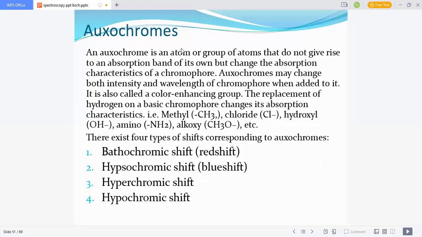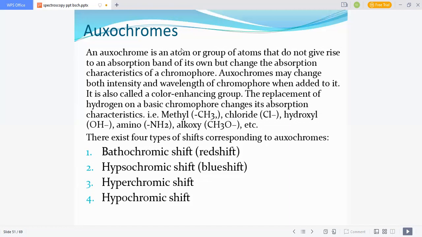Move to next slide. Auxochromes. An auxochrome is an atom or group of atoms that does not give rise to an absorption band of its own, but in the presence of a chromophore, an auxochrome may change both the intensity and wavelength of the chromophore when added to it. It is called a color enhancing group. It replaces hydrogen and changes the absorption characteristics, for example methyl, chloride, hydroxyl, amino, alkoxy, etc.